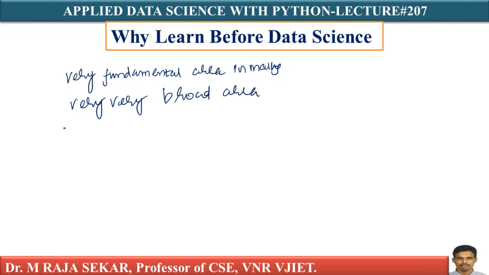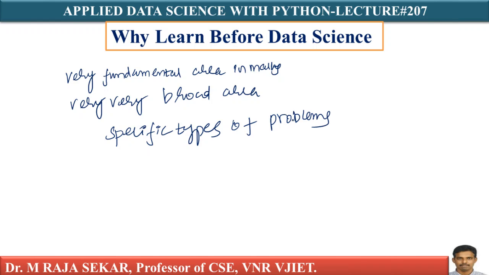But with respect to machine learning, we use it to solve specific types of problems. We will try to solve specific types of problems with respect to data science or machine learning. Let me motivate you with a very simple example.